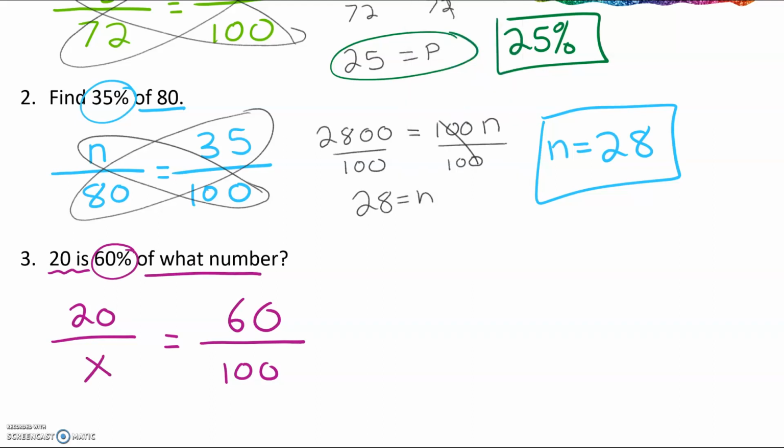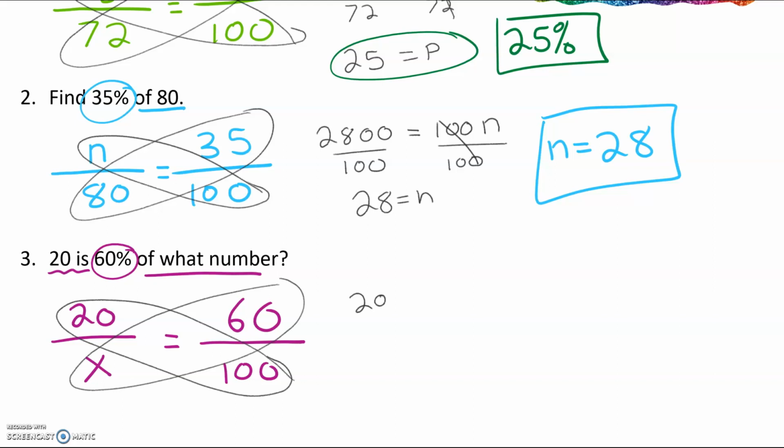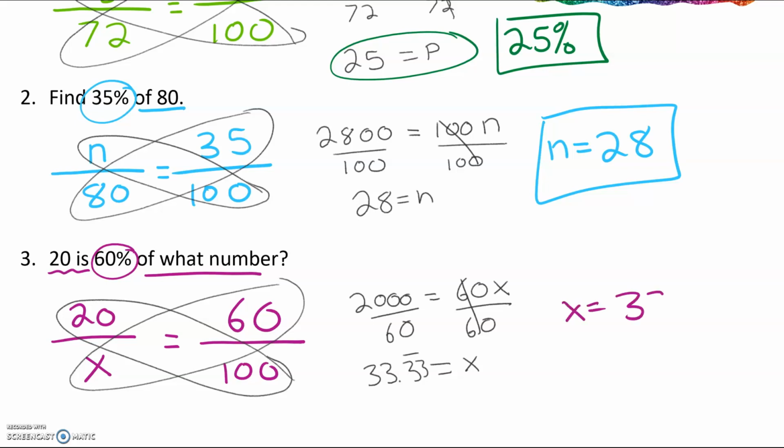So you can see we plug in each piece where it goes and then cross multiply again, same process. So 20 times 100 equals 60x. Divide both sides by 60. These cross out, and we get 33.33333 repeating is equal to our x. So our answer here, we can say x is equal to 33.33.